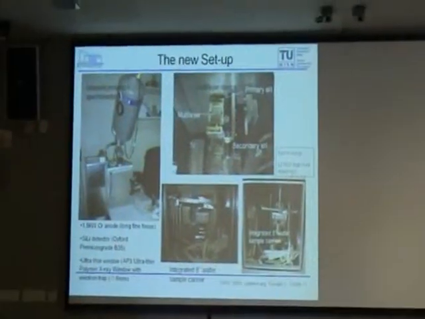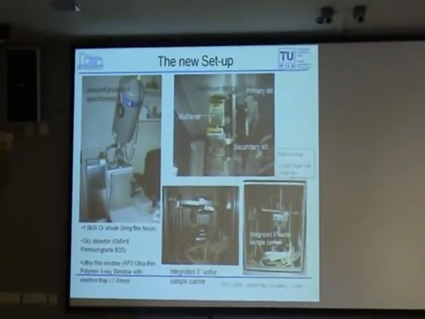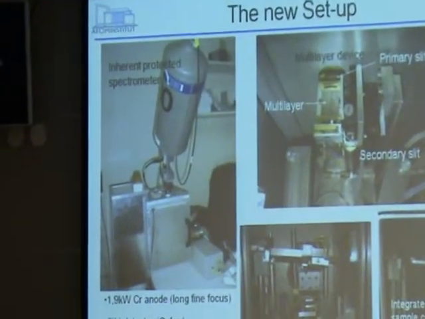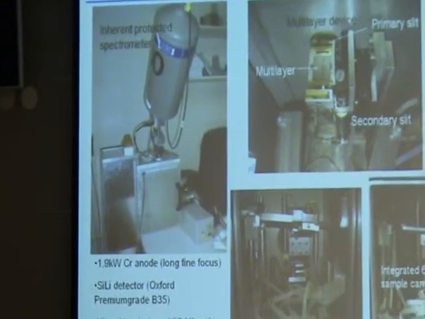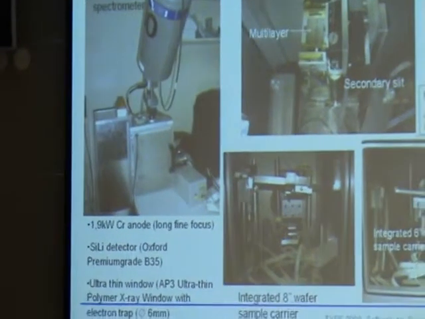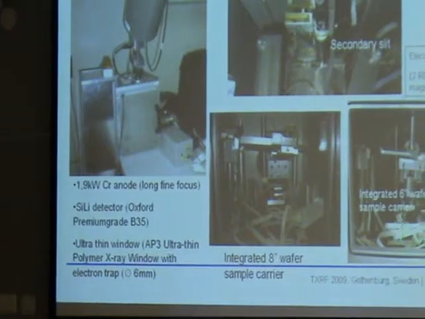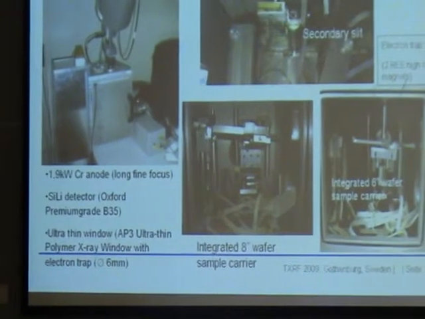The instrument is, according to Austrian radiation protection law, an inherently protected spectrometer, which we like very much, and you have an ultra-thin window here, and the electron trap is at a separation of 6 millimeters. So the rest is described more or less, and you see the dimensions.